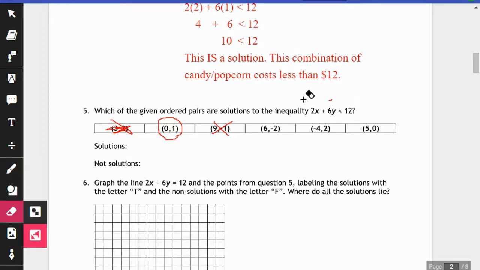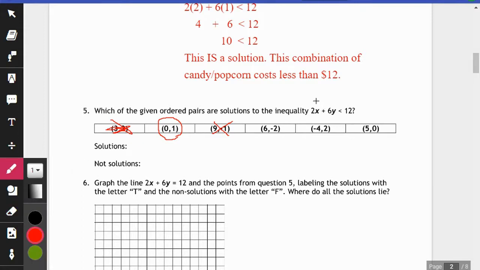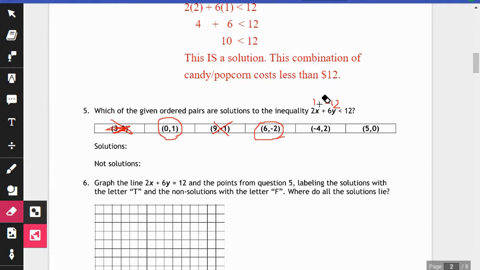All right, let's try the next one. 6 times 2 is 12. 6 times -2 is -12. This one, you'll get 12 minus 12. That makes 0. 0 is definitely less than 12. Works. I know it doesn't make sense for candy bars, but the movie theater, but numerically it works. And that's all we really care about now that they're just saying numbers.